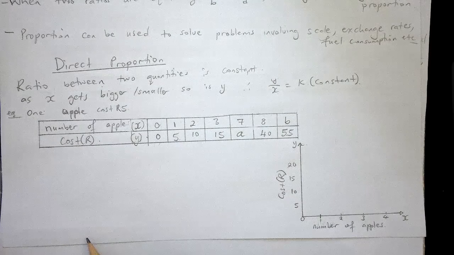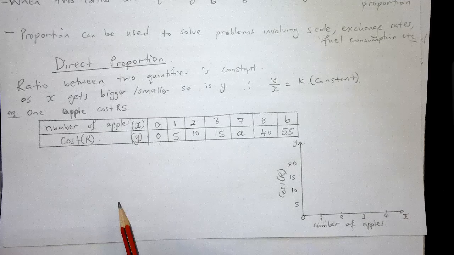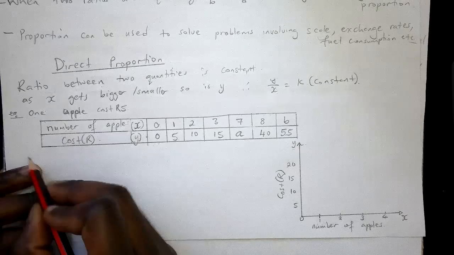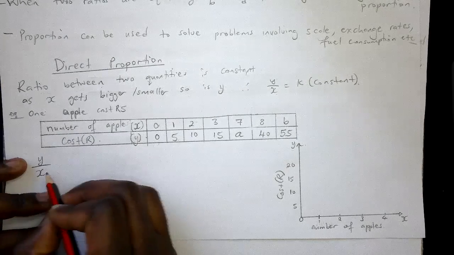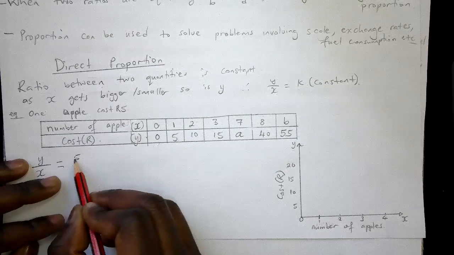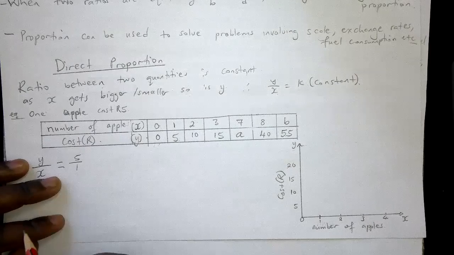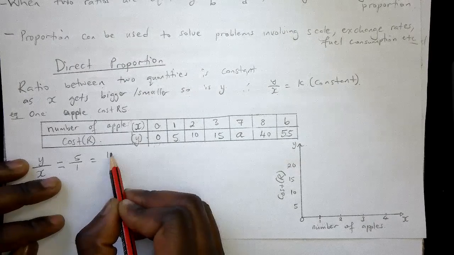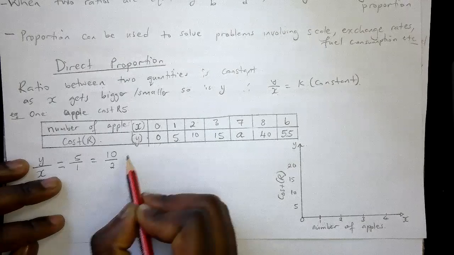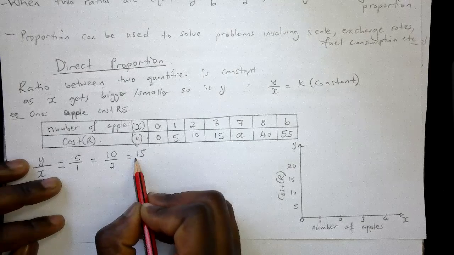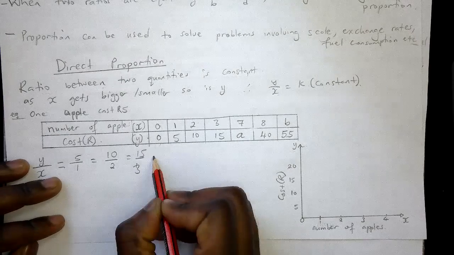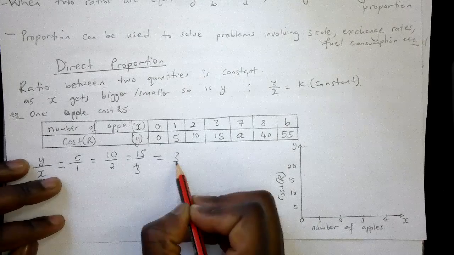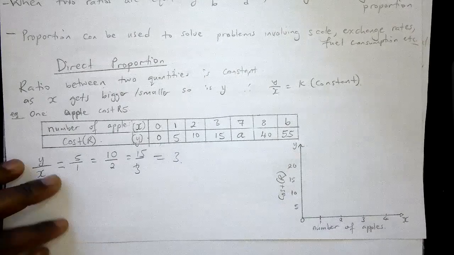But now I want to see if you're going to get 7 apples, how much should you pay? Now, what we see here is that y over x is equal to what? 5 over 1, which is equal to 10 over 2, which is equal to 15 over 3. And what you always get here is 5. Sorry, it's 5 there.